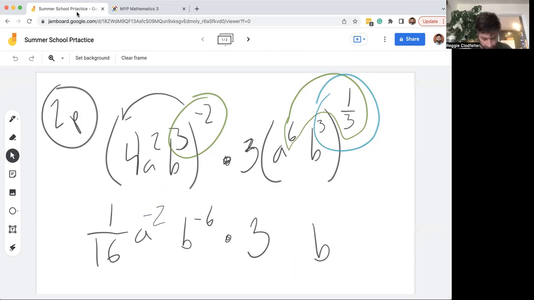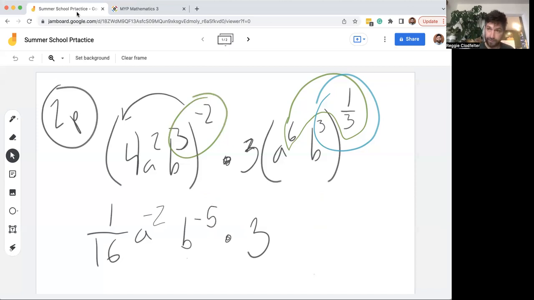And then I have b to the negative sixth times b. So I'm going to add negative 6. And remember, when there's no exponent, it's like a 1. So I have b to the negative 6 times b to the first. I add negative 6 plus 1, and I'm going to get negative 5.